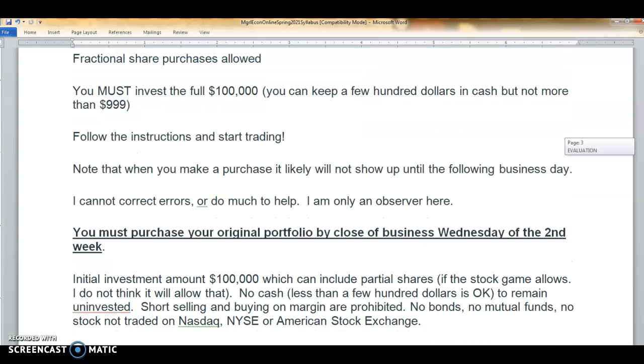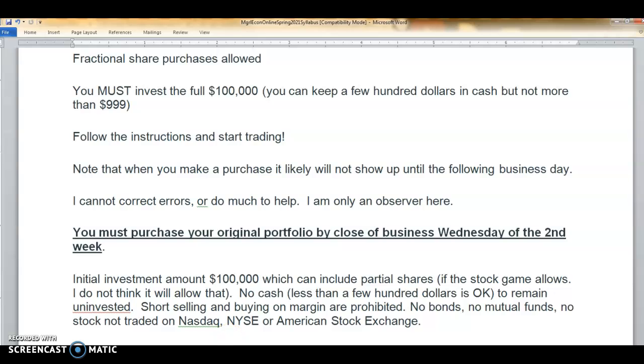You need to invest the full $100,000, that would be within $1,000 of that in cash. So somewhere between $99,000 and $100,000 needs to be invested by the second Wednesday of the class. I can't help you a whole lot in the stock game. I'm just an observer. I don't have any ability to make any changes or see anything any differently than what you see. There's no help desk or anything, so it's basically a trial and error type of thing. Usually students are able to get in okay and not have too much trouble. Note that when you make your purchases, they probably won't show up in your portfolio until the following day.